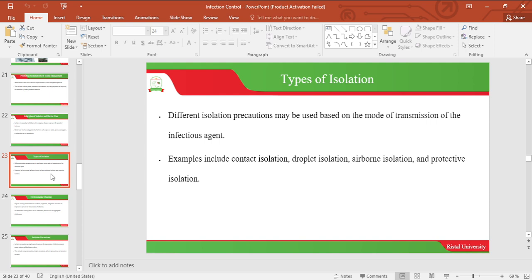Let's move on to the types of isolation. Different isolation precautions may be used based on the mode of transmission of the infectious agent. For example, we have close contact isolation, droplet isolation, airborne isolation, and protective isolation.